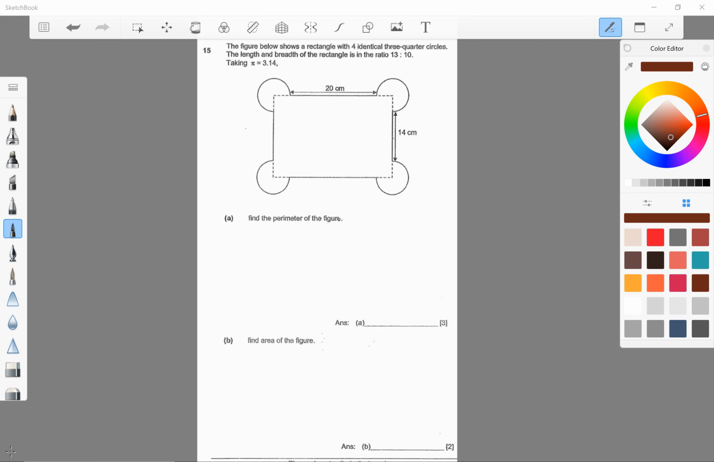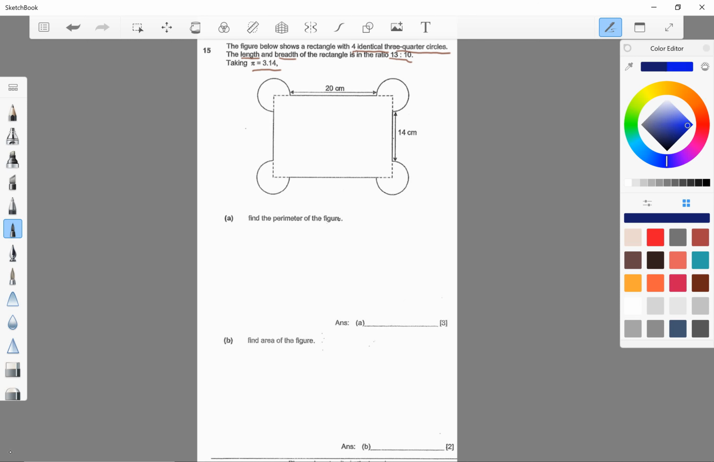It is said that the figure below shows a rectangle with 4 identical 3/4 circles. And the length and the breadth of the rectangle is in the ratio 13:10. And it is specified that pi would be 3.14. So the hardest part about this question is that we are not given the radius. If you realize, we actually do not know the radius.